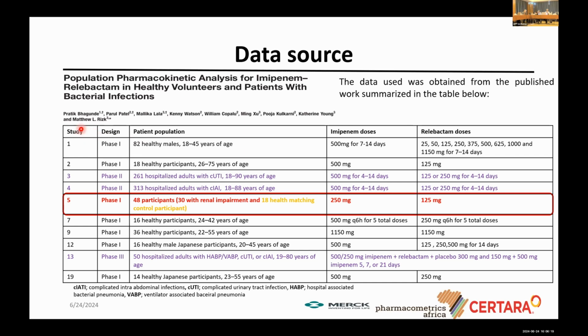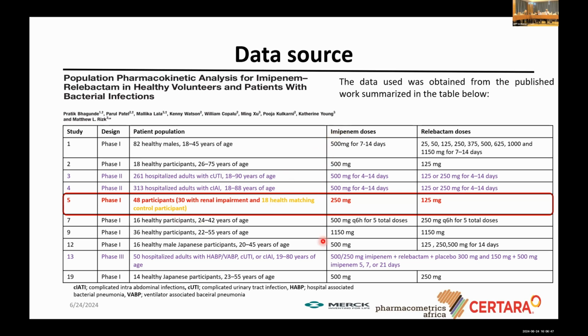The study comprised 10 different studies, as you can see here, and they had different study designs that ranged from phase 1, phase 2, and a phase 3 study. In all the 10 studies, only 3 had renal impaired participants, in which 30 were renal impaired and 18 were healthy matching control participants.